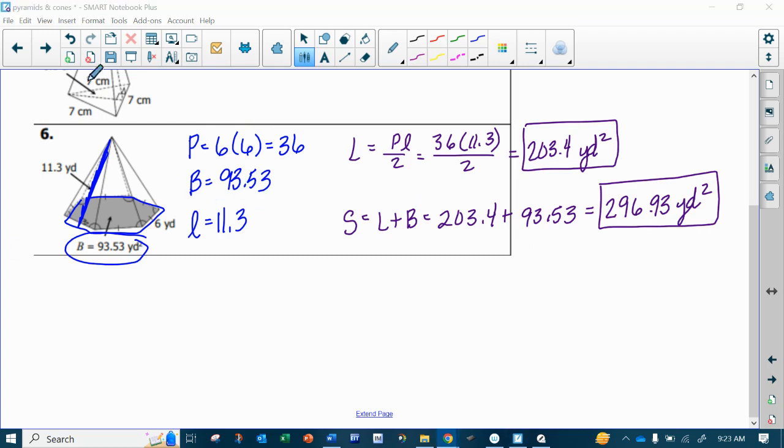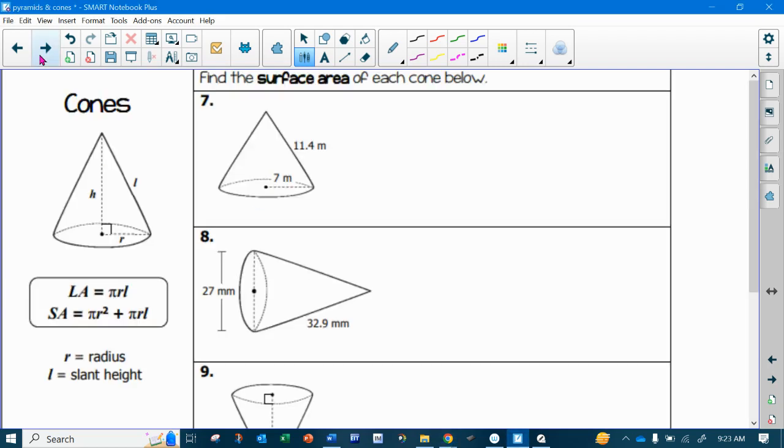All right, so let's go ahead and take a look at cones. Cones are just like pyramids, but the base is a circle. And here are your formulas right here. You've got pi r L, and then the surface area is your lateral area plus big B, because your big B is your area of the base, and the base is a circle. So it's exactly the same.